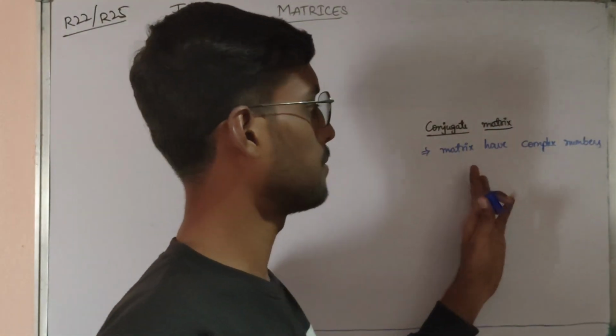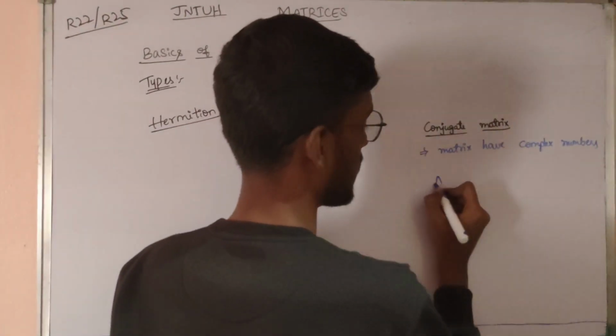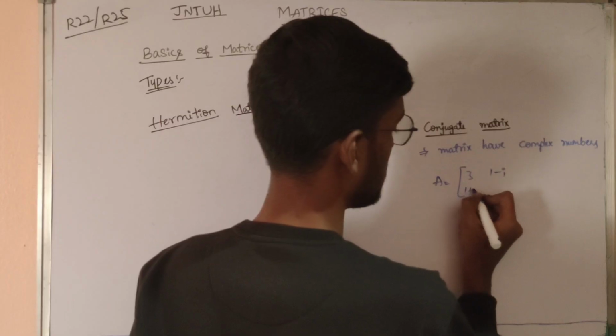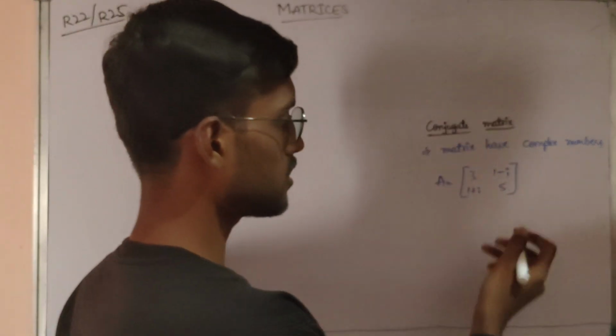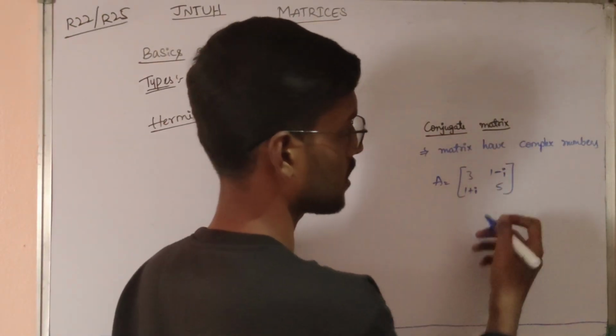Conjugate matrix: a matrix having complex numbers is called a conjugate matrix. Example, A has 3, i, minus 1, i plus 1, 5. This is our conjugate matrix, because we have minus i and i as our complex numbers.